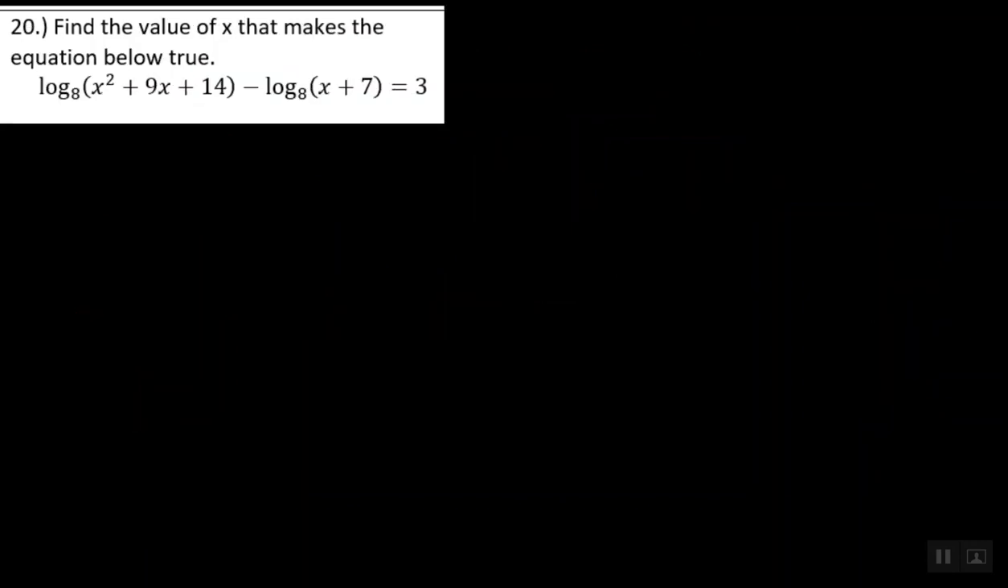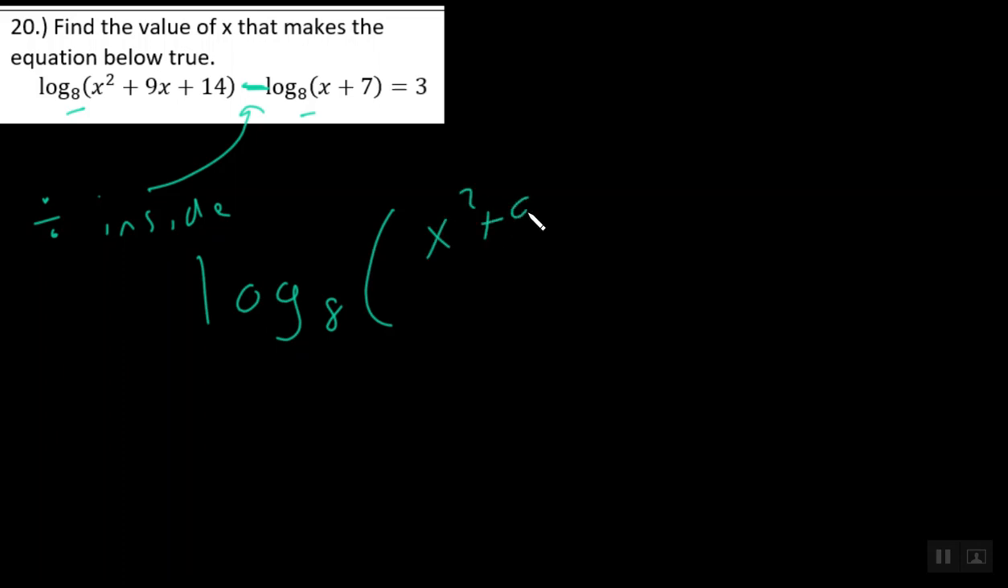Okay, in this case, we notice we have two logarithms with the same base, however they are being subtracted. So what in the world do you do with subtraction? Well, this is telling you to divide the inside quantity. It'll look like the log base 8 of x squared plus 9x plus 14 divided by x plus 7 is, of course, equal to 3.